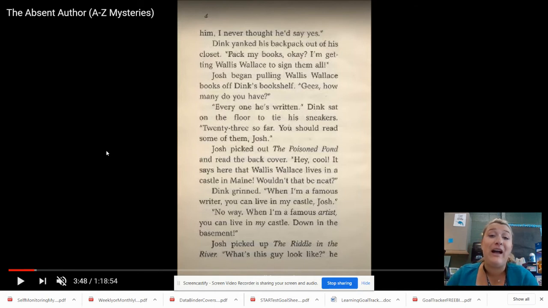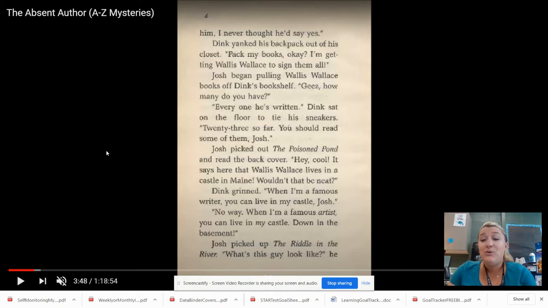Dink yanked his backpack out of his closet. Pack my books, okay? I'm getting Wallace Wallace to sign them all. Josh began pulling Wallace Wallace books off Dink's bookshelf. Geez, how many do you have? Every one he's written, Dink said, sitting on the floor to tie his sneakers. 23 so far. You should read some of them, Josh. Josh picked out The Poison Pod and read the back cover. Hey, cool. It says here that Wallace Wallace lives in a castle in Maine. Wouldn't that be neat? Dink grinned. When I'm a famous writer, you can live in my castle, Josh.